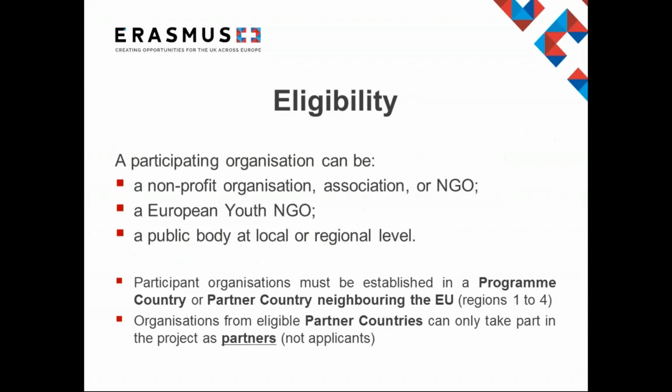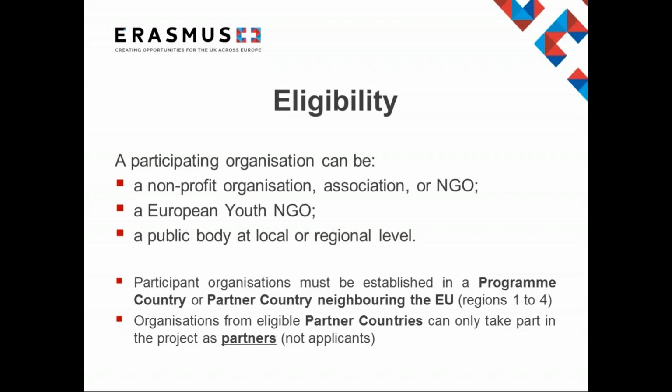In terms of the kind of organisations which can apply, these organisations can either be a not-for-profit organisation, association or NGO, a European youth NGO, or a public body at a local or regional level. The best advice to give here is that if you're unsure of your organisational status or its eligibility to apply for funding, please make sure you contact us at the national agency and we'll be able to guide you further. Contact details for us will be provided in the very last slide of the video, so please stay tuned for that.